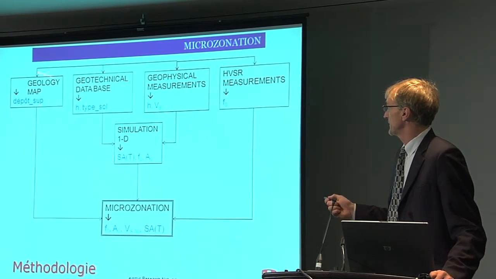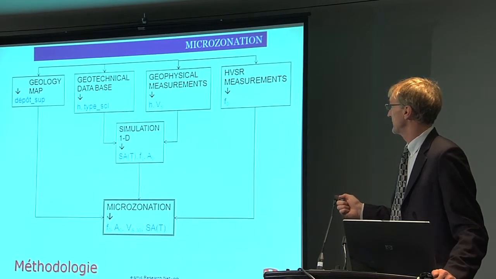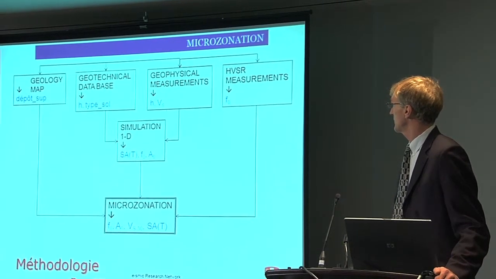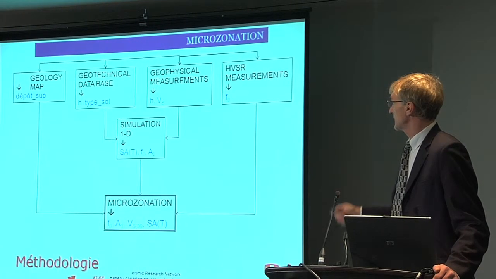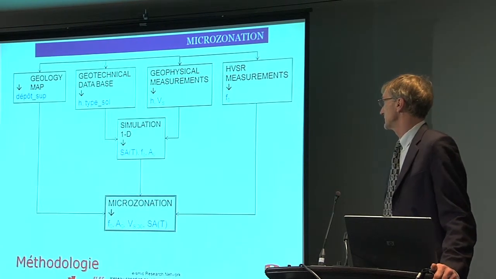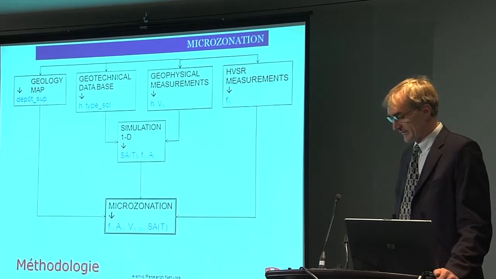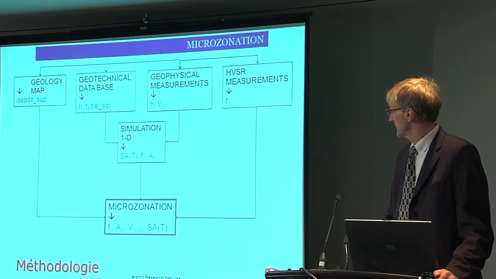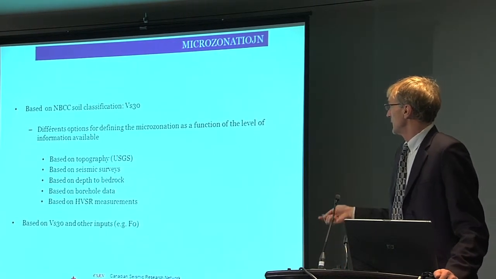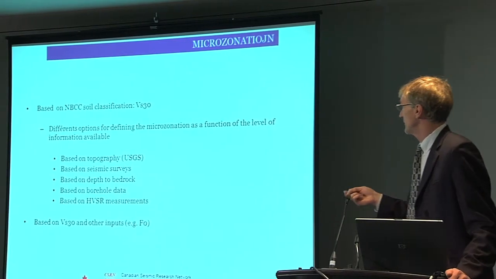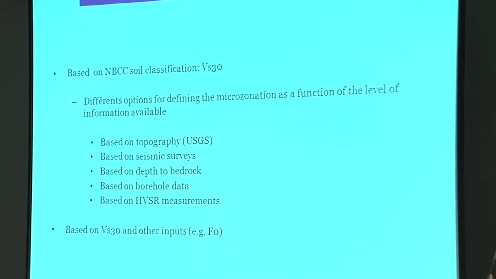We used the information from the surface geology, the geotechnical database, the measurements we did for shear wave velocity, and also on the fundamental frequency. We complemented that with some 1D simulation at some sites where we had good borehole data. And then we integrated all that information to come up with our best estimate of the microzonation. So depending on where we are on the island, there were different levels of information available.